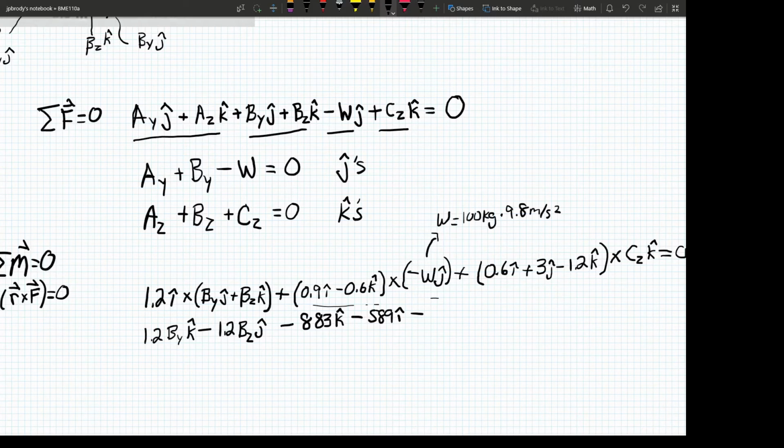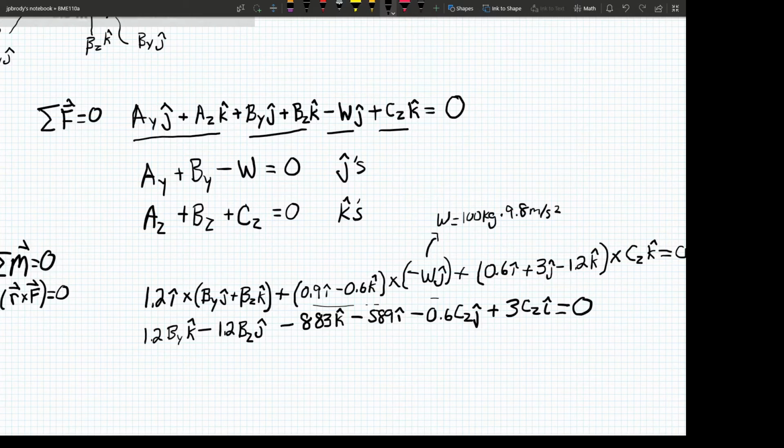Minus, now I'm down on this one, 0.6 c sub z in the j hat direction, plus 3 c sub z in the i hat direction. So that whole thing equals 0.